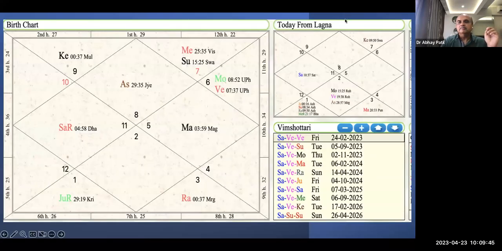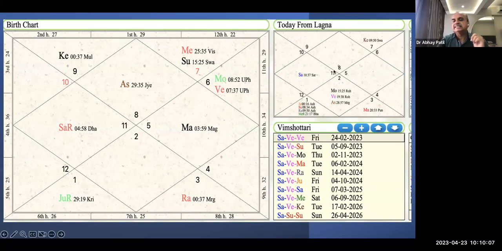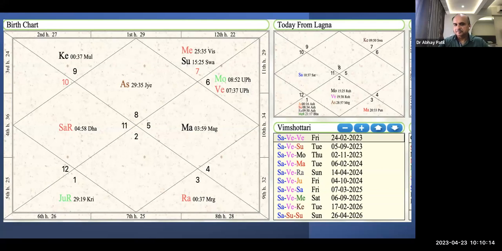Okay, so now this is a chart. This is called a birth chart. This is a birth chart of a 52 years old person. And today from Lagna, this is the transit chart. This is today's chart, at 10 a.m. approximately. And these are the dashas. Dashas means the period the person is going through.